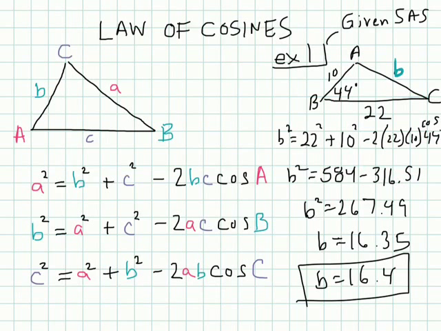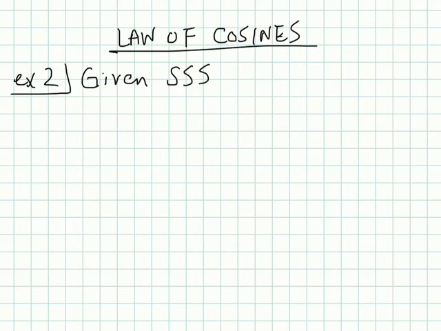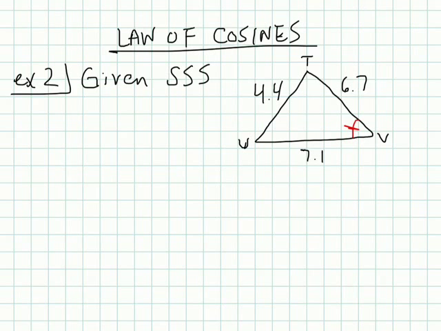Let's look at one more where it's only going to give us 3 sides. Again, this one we were given a side, an angle, a side, an angle, and a side. Let's look at the next one. Okay, so in this problem, we're given a triangle that gives us 3 side lengths and is asking us to find the measure of angle V.